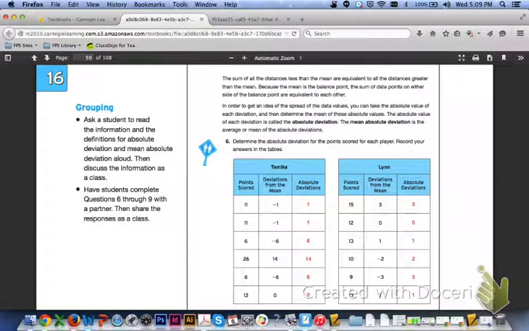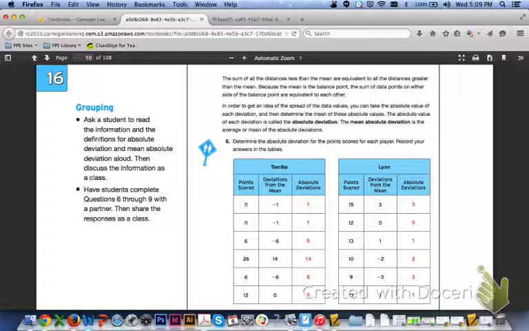So it says in the next problem that some of the distances less than the mean are equivalent to the distances greater than the mean. Because the mean is the balance point, the sum of the data points on either side of the balance point are equivalent to each other. In order to get an idea of the spread of the data values, you can take the absolute value of each deviation and determine the mean of those absolute values.